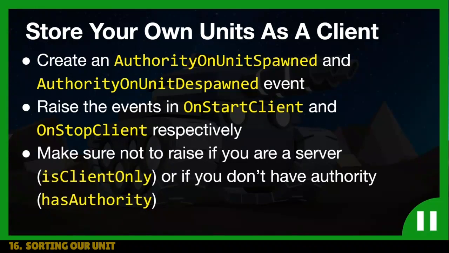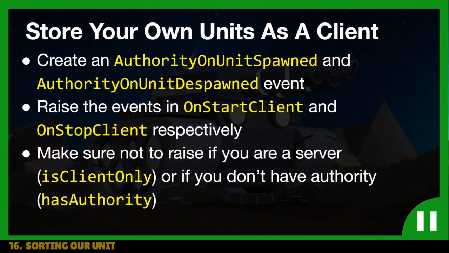We want to make sure to only raise if you are a client, so you can do that by checking isClientOnly, it's a bool. And that'll tell you, quite simply, if you're a client only. Or if you don't have authority, which you can check with the hasAuthority bool, because if you're the server or you don't have authority, then of course you don't want to raise it. So you just want to add an if check before you raise the events. So have a go, pause the video, and I'll be back in a minute.